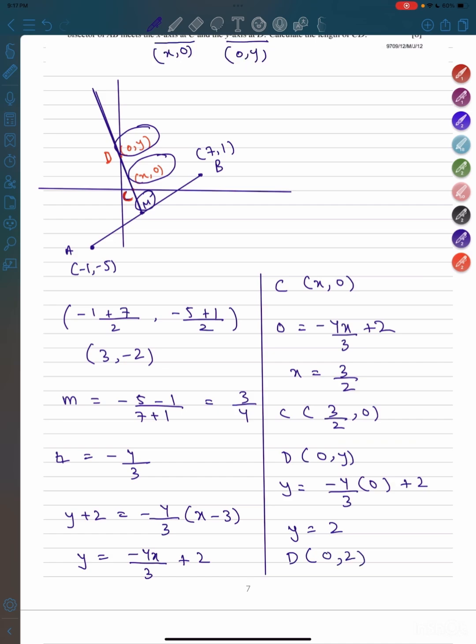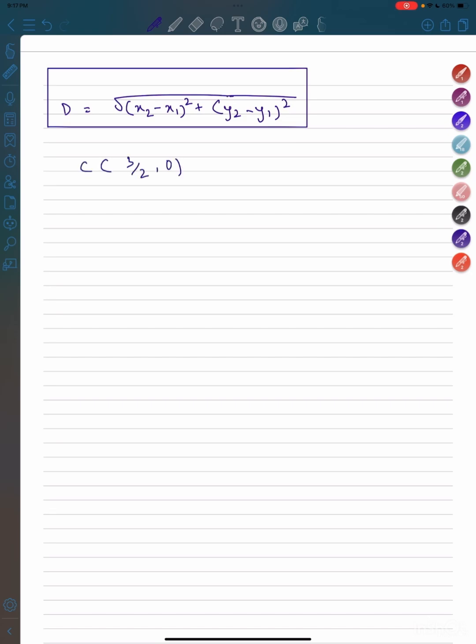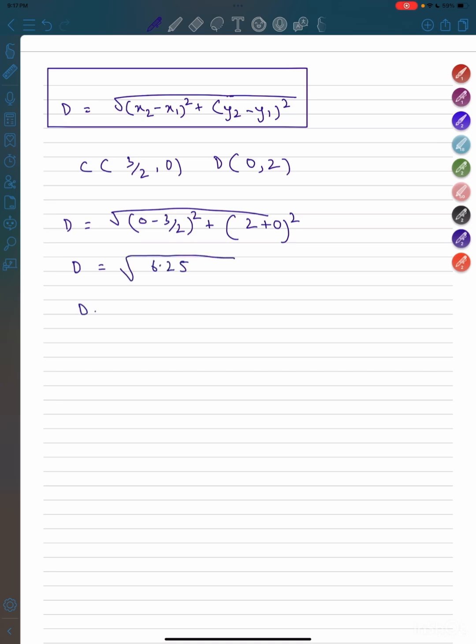Now all we've got to do is find the distance. This is the distance formula, and we know the coordinates of C and D. We're just going to insert them into the formula. That's our answer.